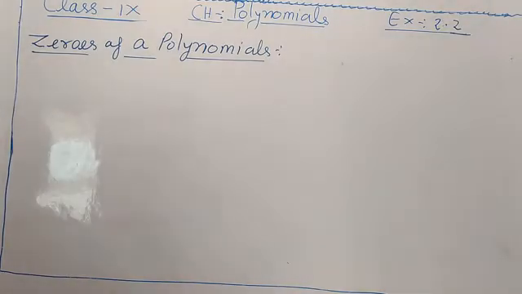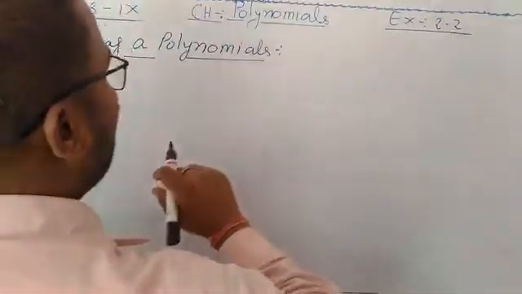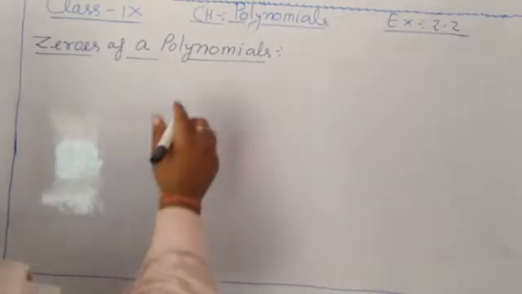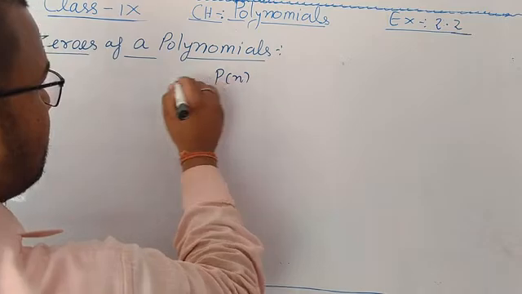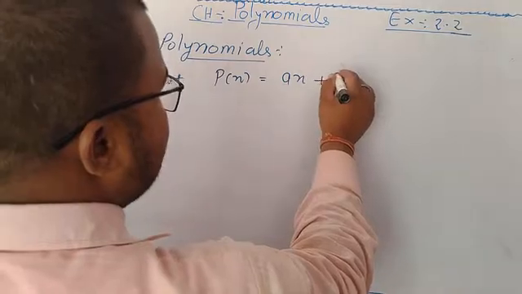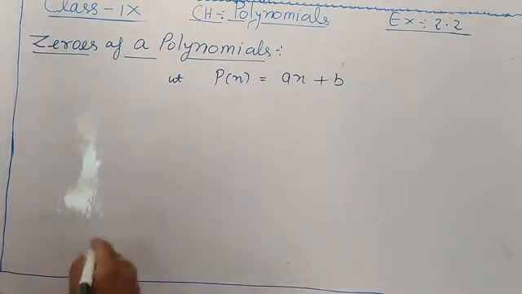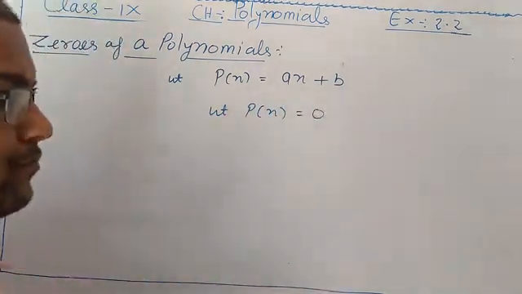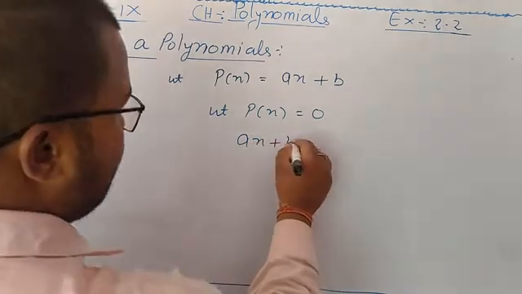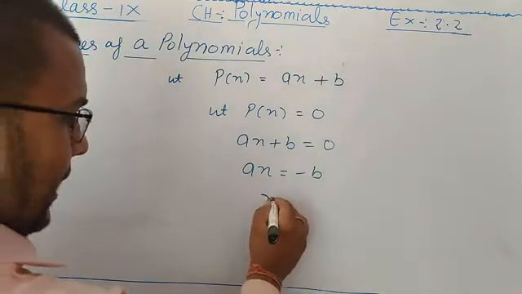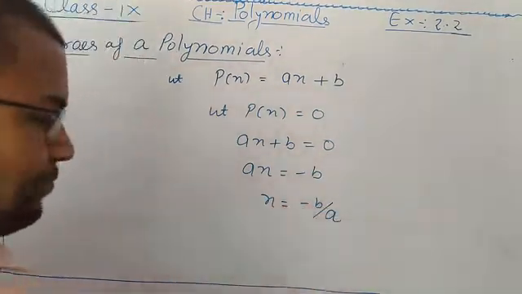Okay student, next exercise 2.2: define the zeros of a polynomial. Very important topic. A polynomial is also denoted by p(x). Suppose a polynomial p(x) is equal to ax plus b. For the zero of the polynomial, let's suppose p(x) is equal to 0. Then ax plus b is equal to 0, ax is equal to minus b, and x is equal to minus b by a.